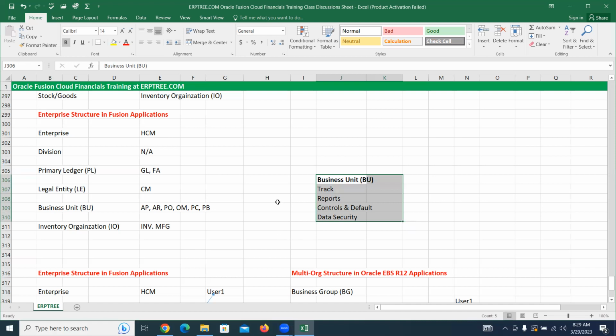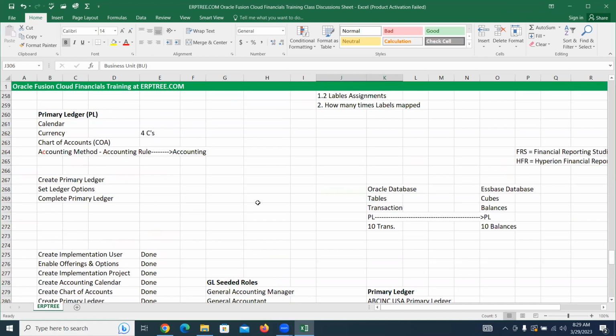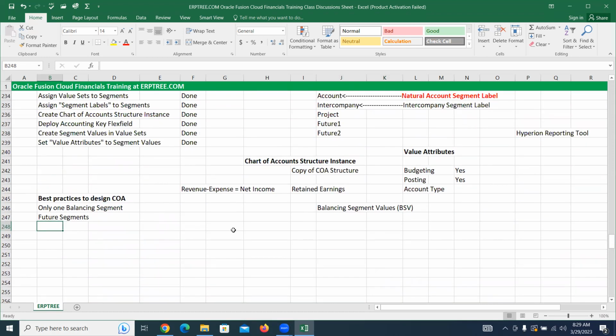So 1 point we have to understand as a best practice. When you create the chart of accounts, what are the balancing segment values you are going to create? Nothing but company values. Those should be equal to your business units. Okay. Your balancing segment values. What do you mean by balancing segment values?